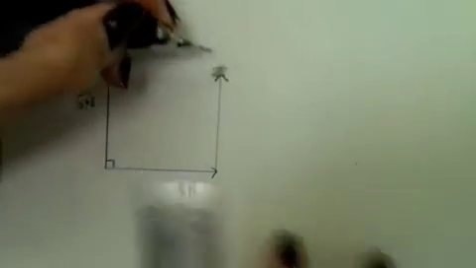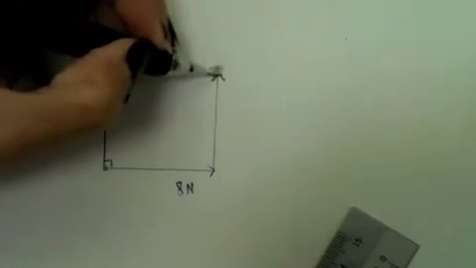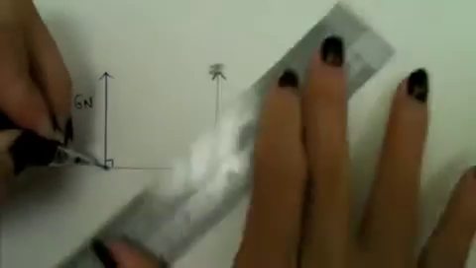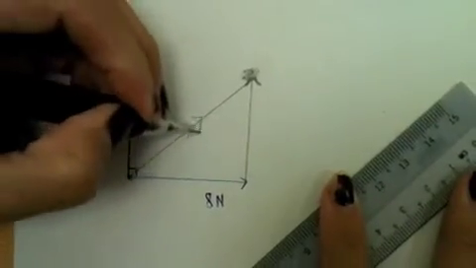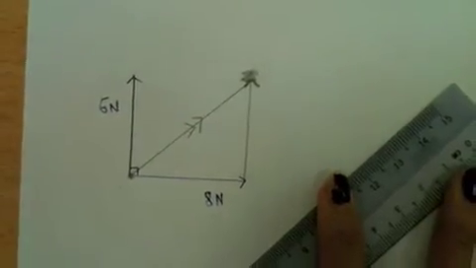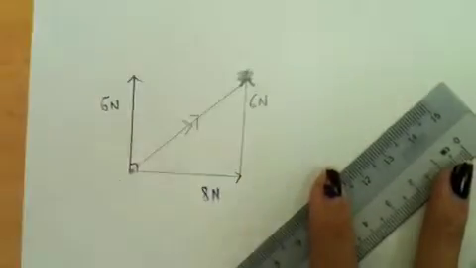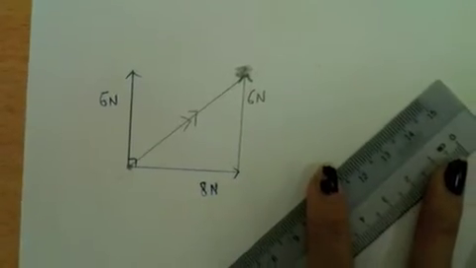Okay, now I have a starting point and an ending point. From here, I will draw a line. This will be my resultant vector. And this is now your new position of the vector that you have shifted.